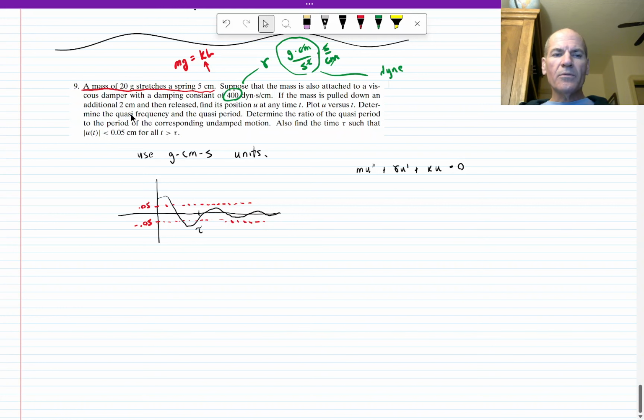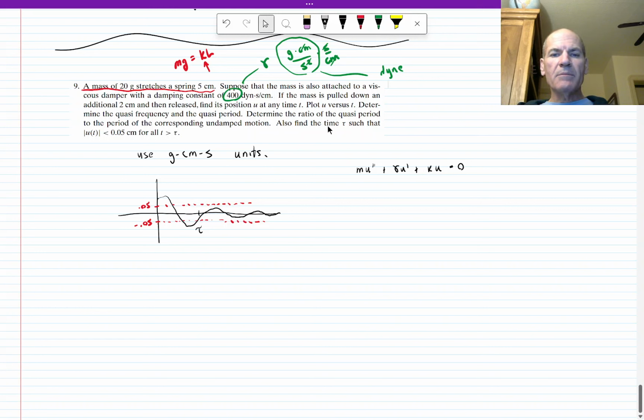Look in the book for the definition of quasi-frequency and quasi-period and use those definitions. They're listed in section 3.7. And then the ratio of the quasi-period to the period of the corresponding undamped motion is also in the book, but if you wanted to solve it again, you could just zero out the damping constant and then solve it again with m u double prime plus k u equals 0.